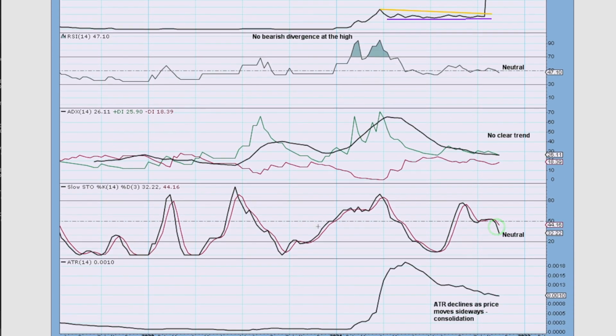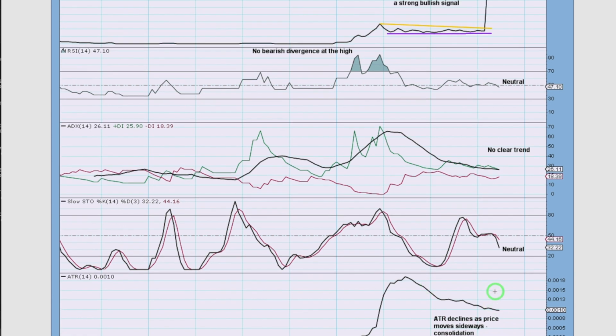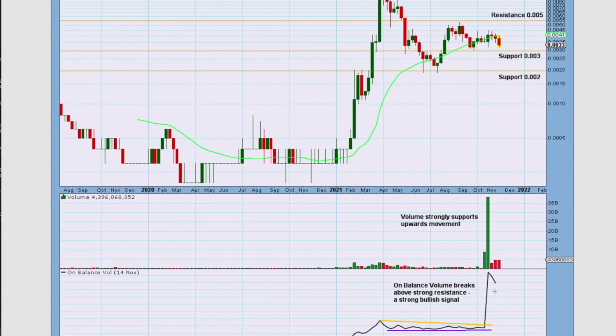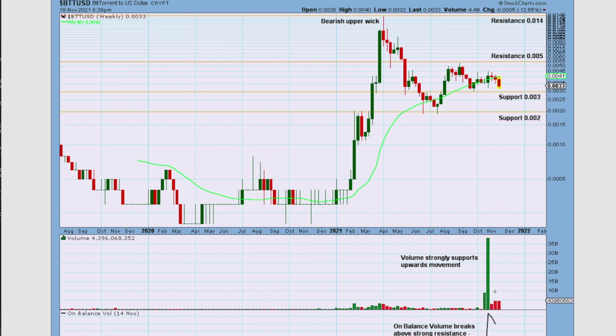Stochastics neutral. It doesn't tend to stay overbought for long, but can remain oversold for longer periods of time in this BitTorrent price history. ATR declining as price moves sideways is normal behaviour during a consolidation. So I'm going to predict that the upward breakout is more likely than downward. If we see that, a break above 0.005, I would expect tests of new all-time highs. And if it breaks above that, I would expect a release in energy to the upside.